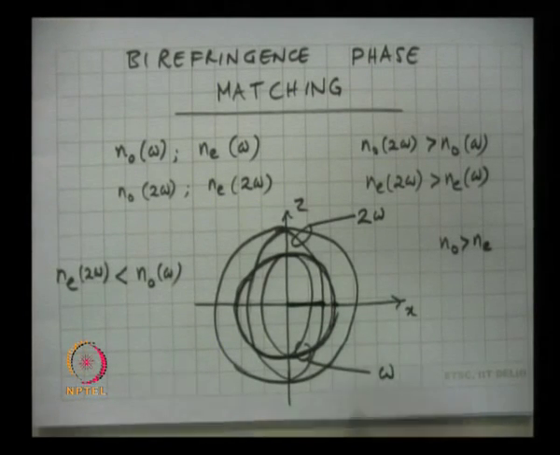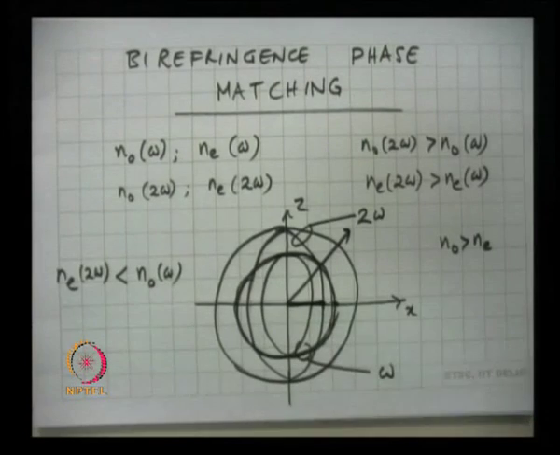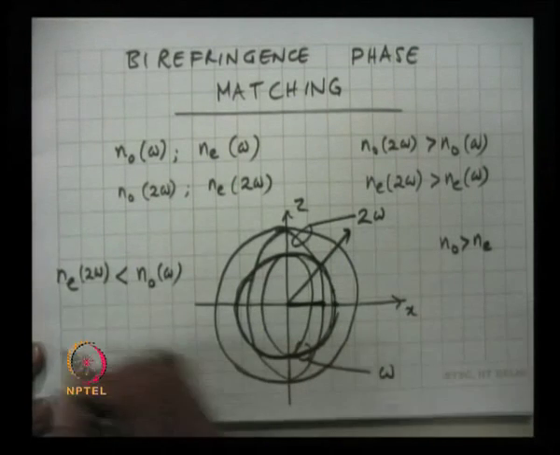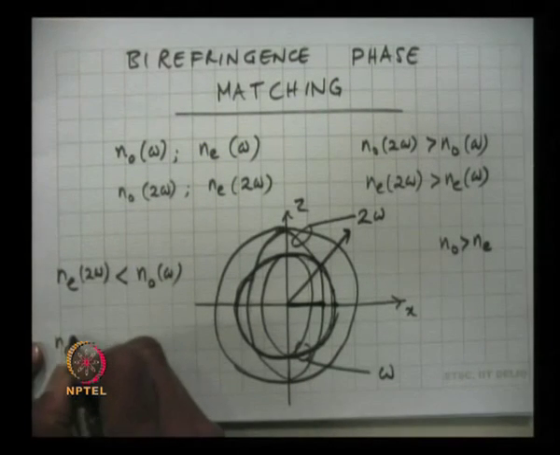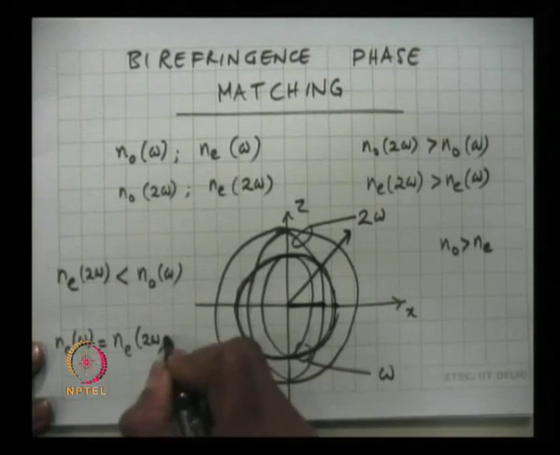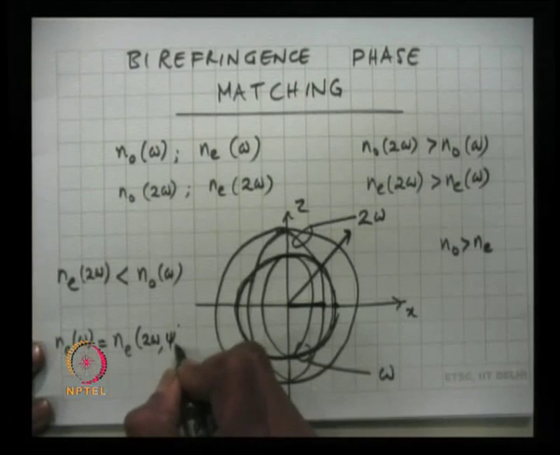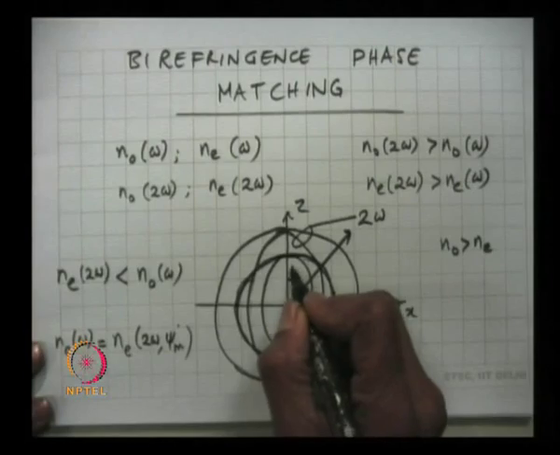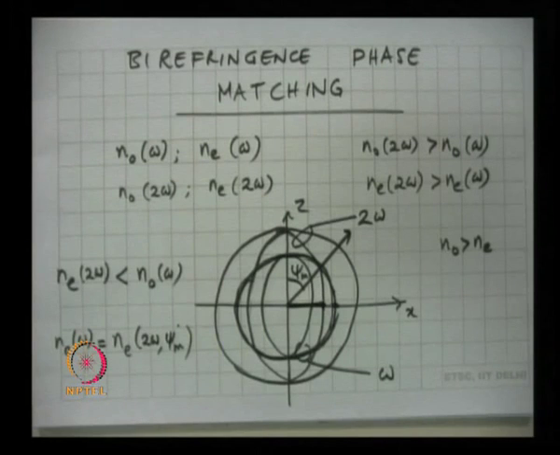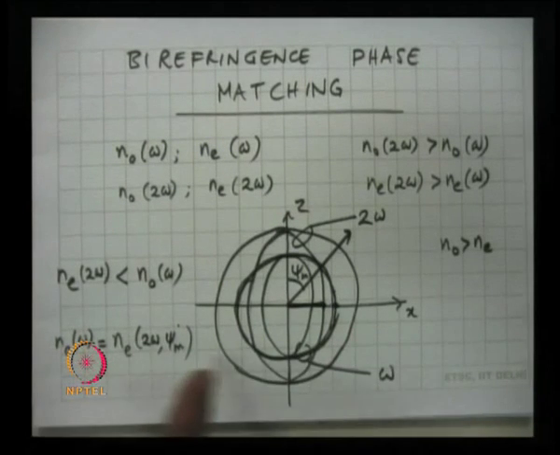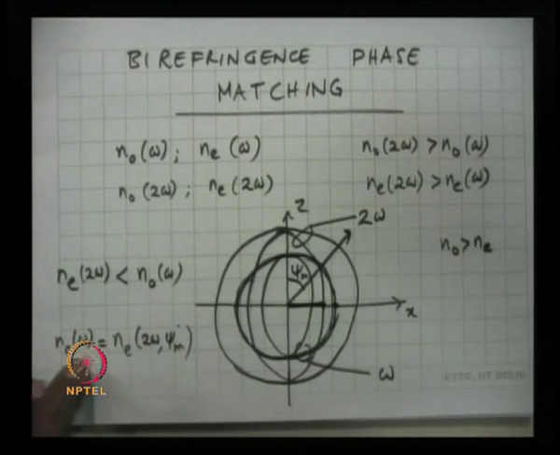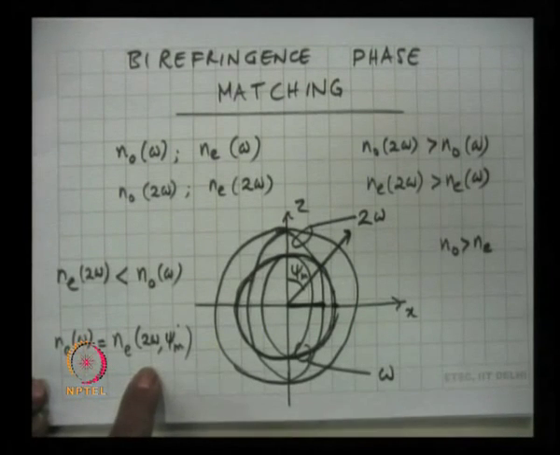When the ellipse intersects the circle, look at this direction. The ordinary refractive index at frequency omega becomes equal to the extraordinary refractive index at 2 omega for that direction, some psi phase matching. So this is some special angle. In such a situation, there are directions in which the ordinary refractive index at frequency omega becomes equal to the extraordinary refractive index at 2 omega along that direction.